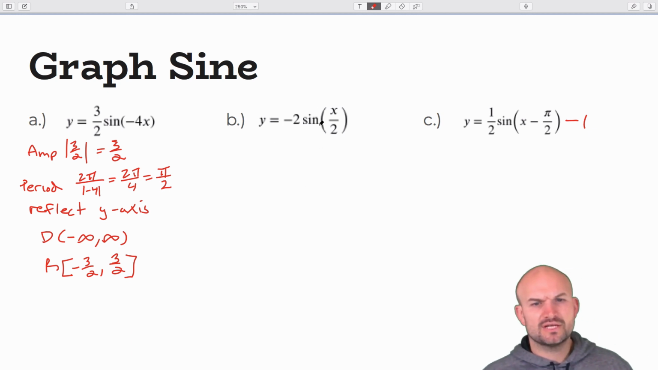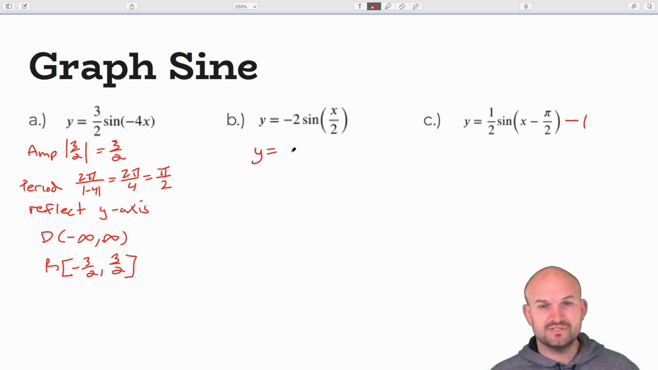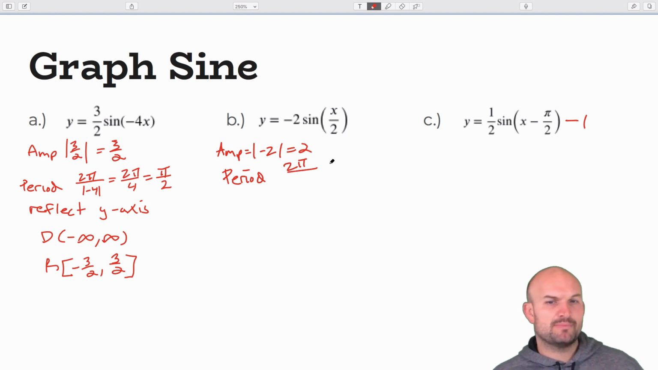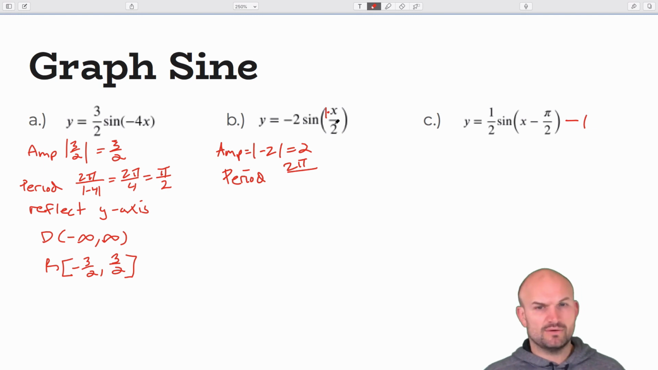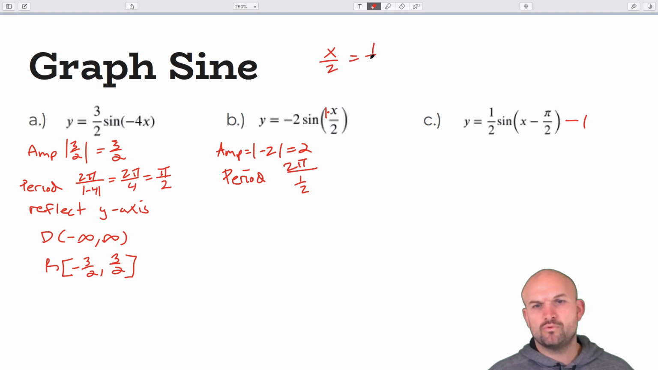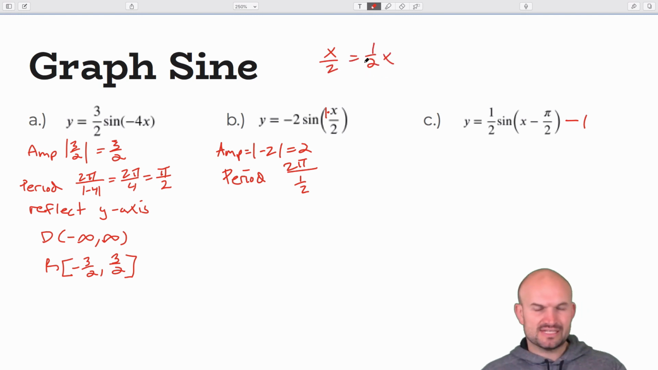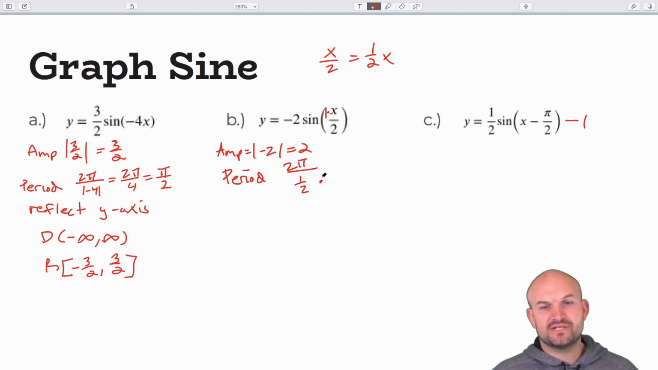Okay, so in this case, we're just going to have y equals, the amplitude is going to be the absolute value of -2, which is just 2. The period in this case is going to be 2 pi divided by b. Now this one's kind of confusing because what's b, right? Is it a 1? Is it a 2? Or is it 1 divided by 2? Well, the answer is it's 1 divided by 2, because x over 2 is equal to 1/2 x. So dividing by 2 is the same thing as multiplying by 1/2. So now I'm just going to multiply by my reciprocal, and you can see my period is 4 pi.